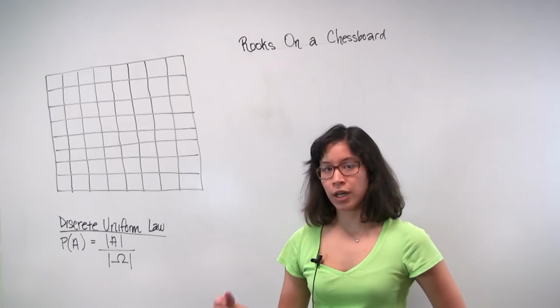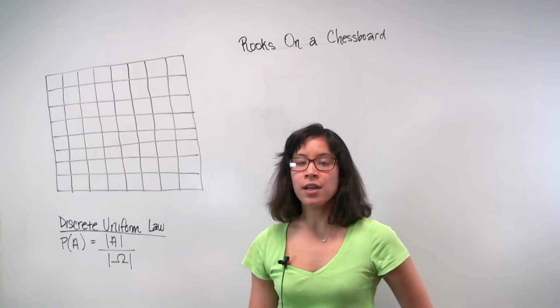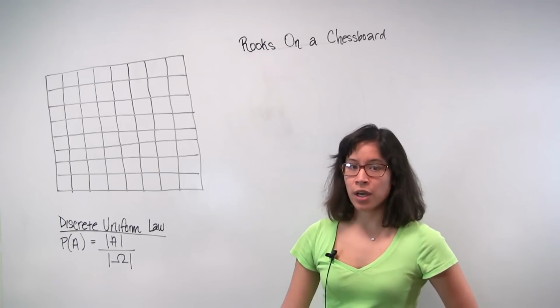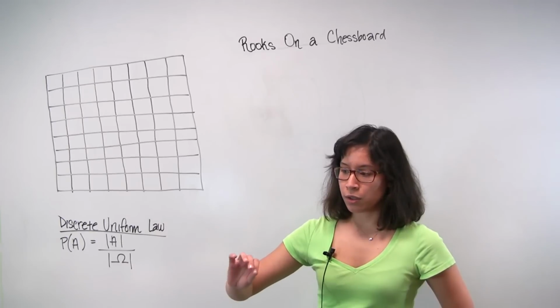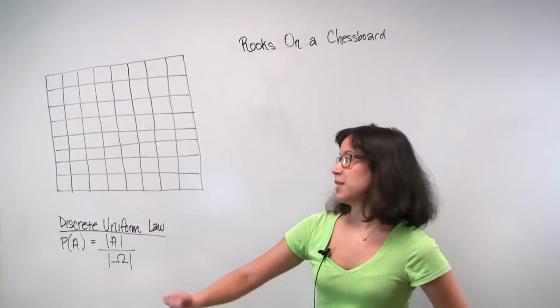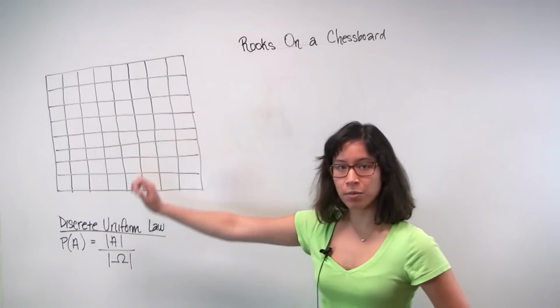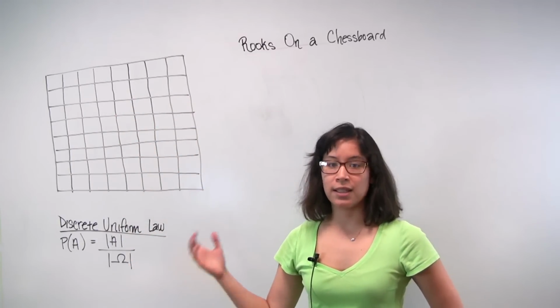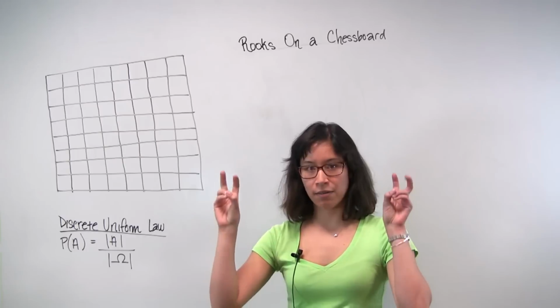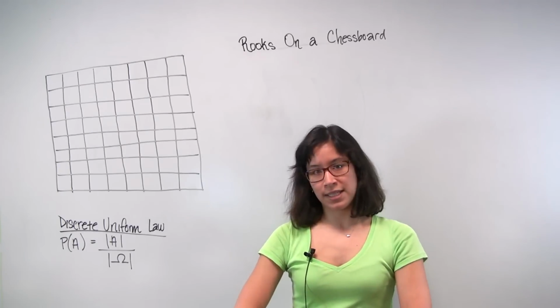And you are tasked with finding the probability that you get a safe arrangement. That is to say, you place your 8 rooks on the board. What is the probability that the way you placed them is safe? So what do I mean by safe?